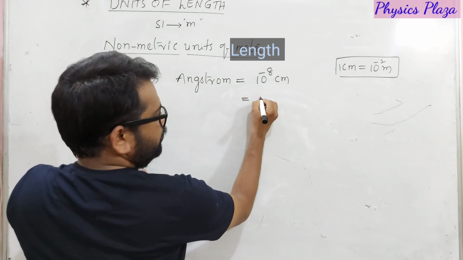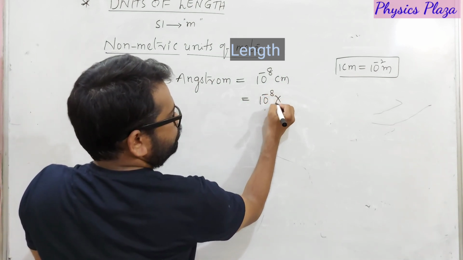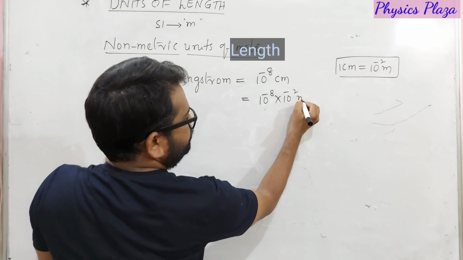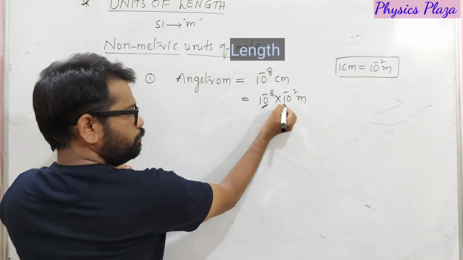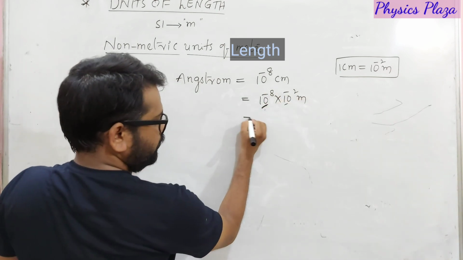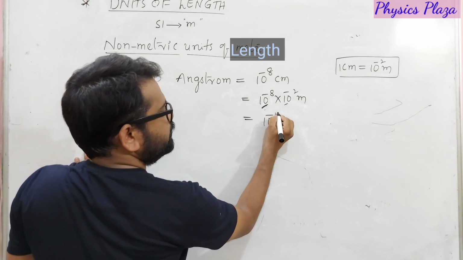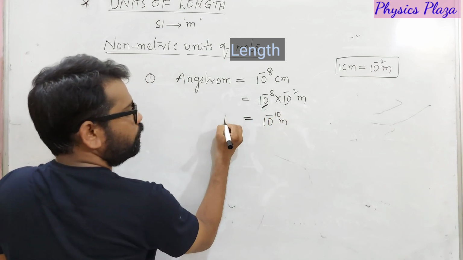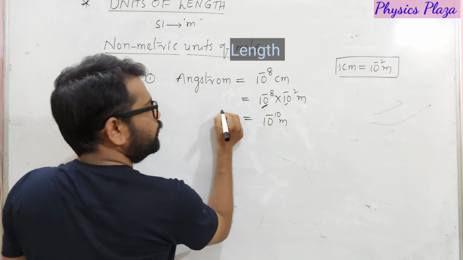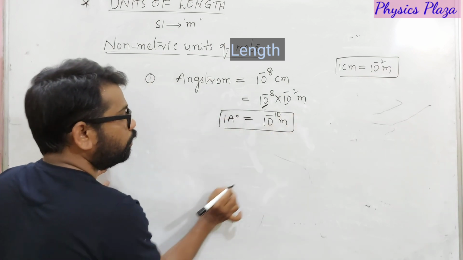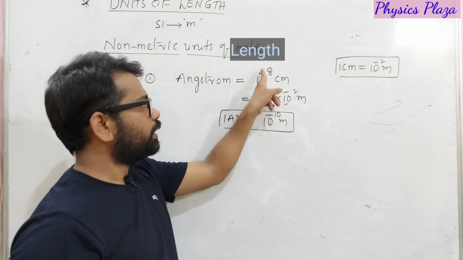So here it will be 10 to the power of minus 8 into 10 to the power of minus 2 meters. As bases are same, powers should be added. So this will become 10 to the power of minus 10 meters. So here 1 angstrom is equal to 10 to the power of minus 10 meters, or 1 angstrom is equal to 10 to the power of minus 8 centimeters.